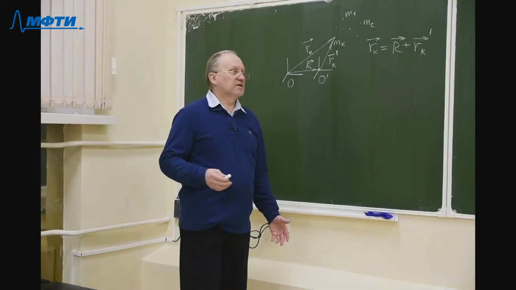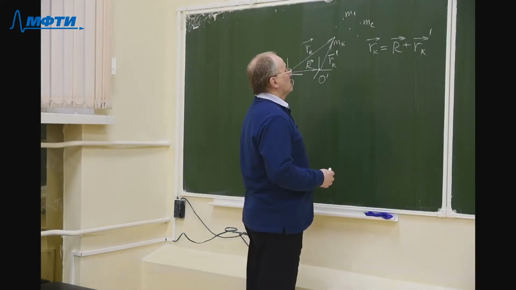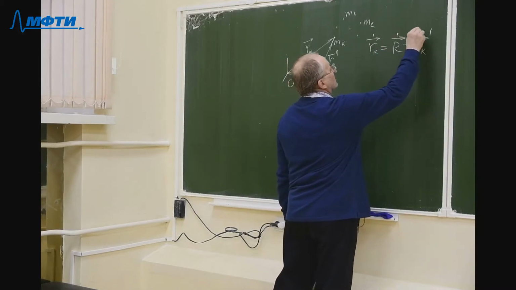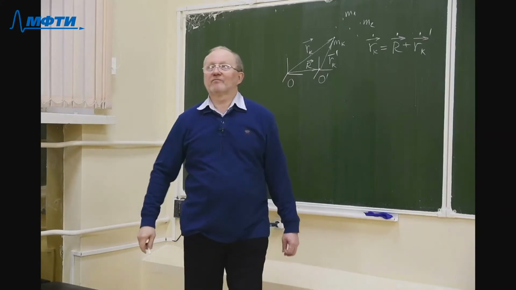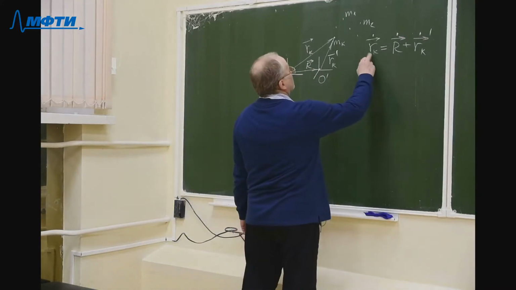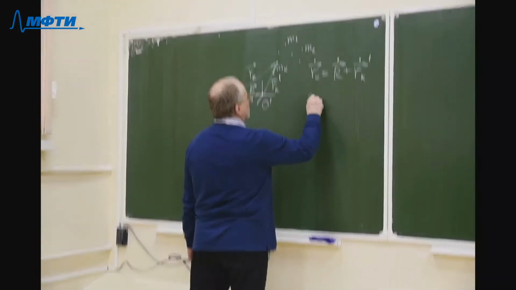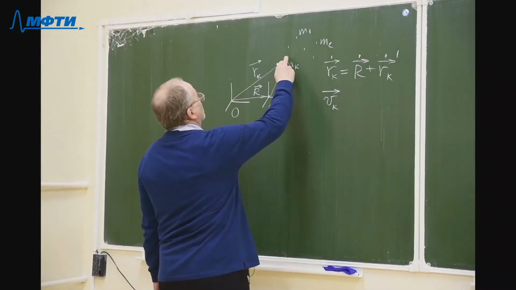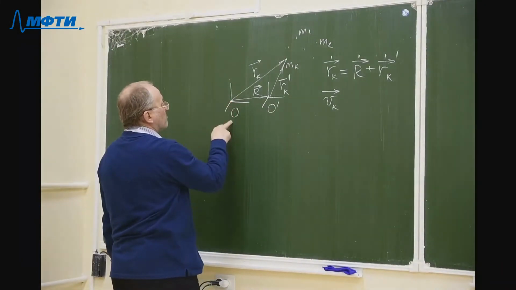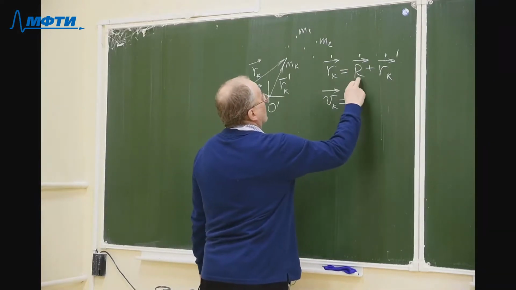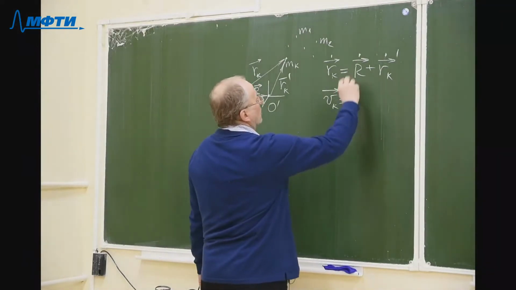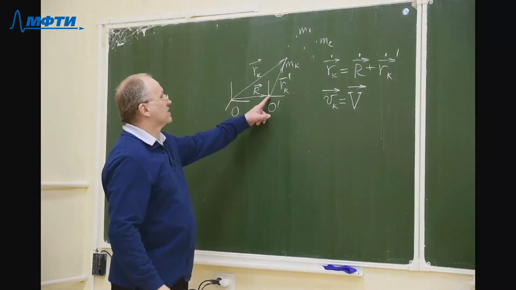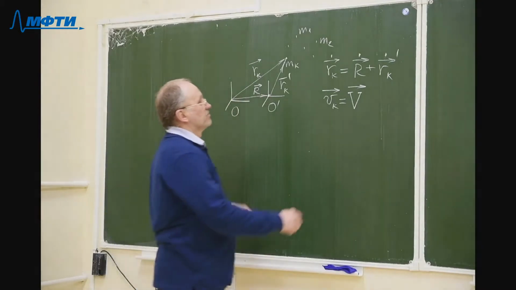particle squared. So I need to know the velocities, and in order to know the velocities, I have to differentiate each radius vector with respect to time. Then the first term here will be the velocity of some point mass with respect to the reference frame O. And capital R dot will be the velocity of the second reference system with respect to the first reference system.